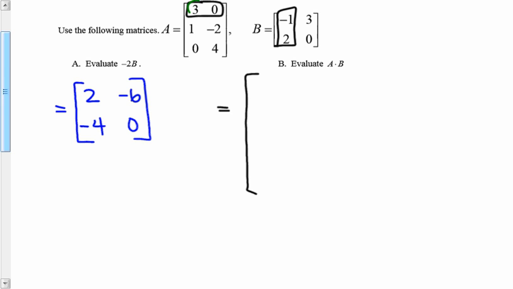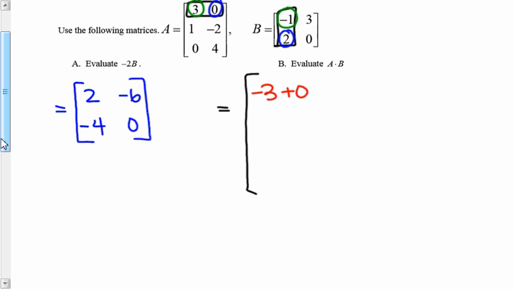Let's see. 3 times -1 and add that to 0 times 2 and see what I get. Well, 3 times -1 gives me -3. And then 0 times anything is just going to give me 0. So I can just say the plus 0. You could leave that as -3 if you want, but I want to also make sure that I know that I'm doing addition there.